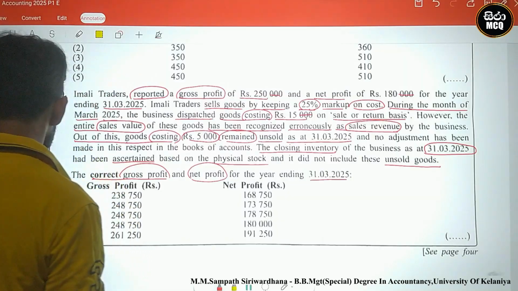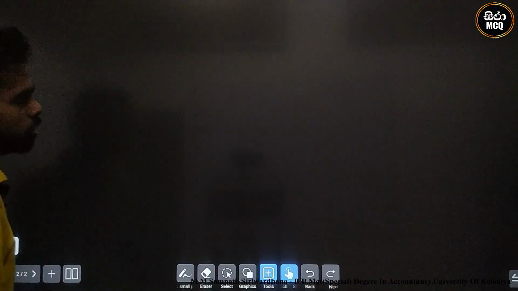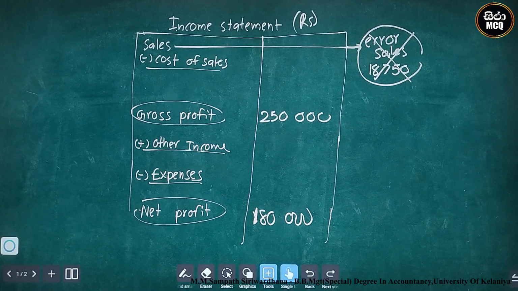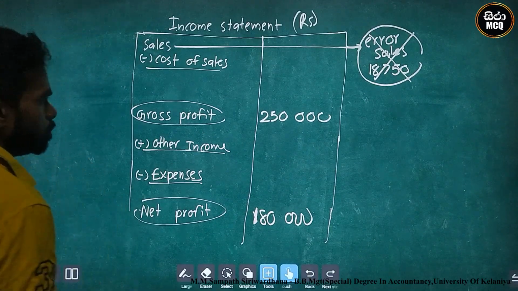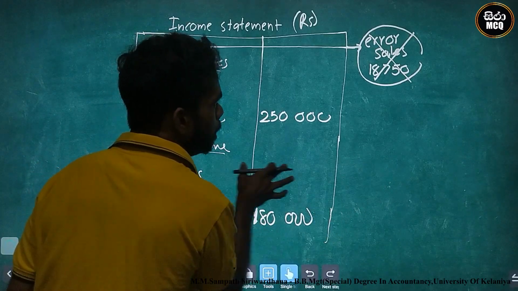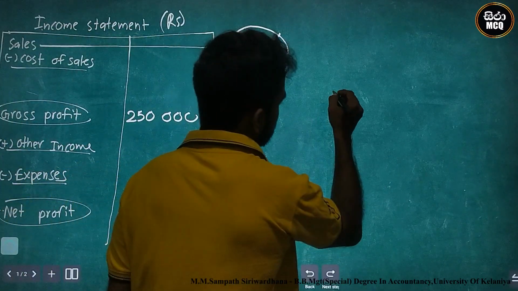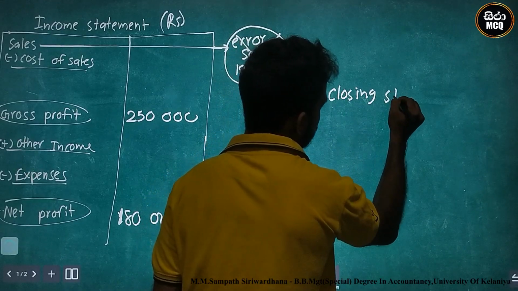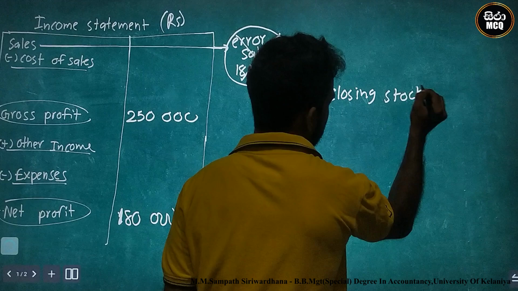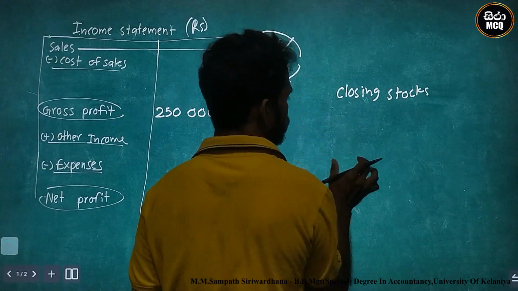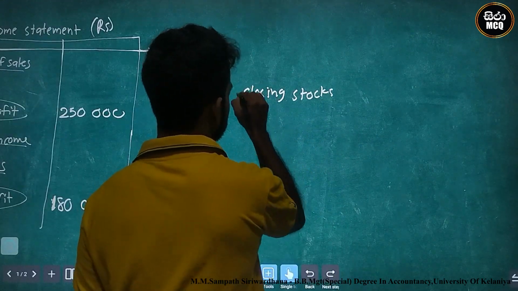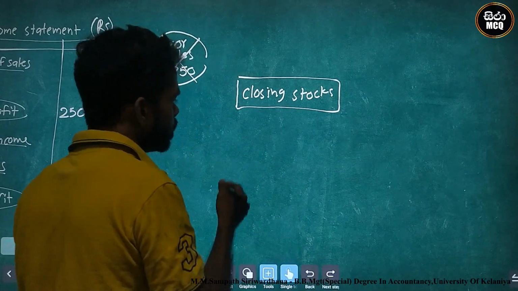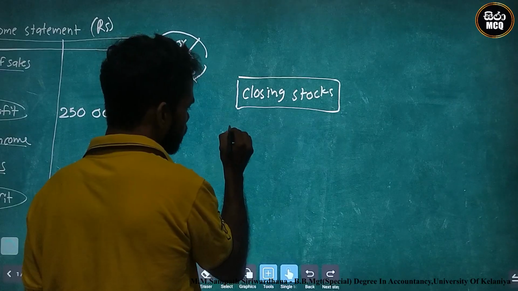Look here, you know what is the double entry for closing stocks? What is the double entry of that? And what is the final destination?